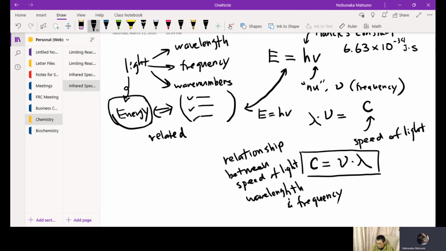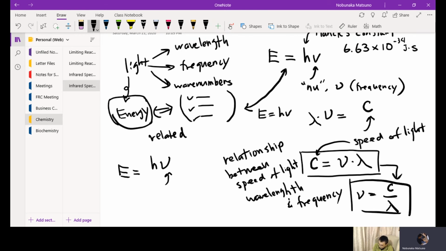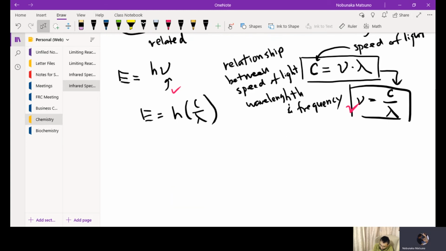So of course, c, the speed of light, is related with frequency and wavelength. Now you know that E is equal to h nu, but if you rewrite this algebraically, nu is equal to c over lambda. You can substitute this into here, so you have E is equal to h times c over lambda. Let me rewrite this: E is equal to hc divided by lambda. Okay, fine. So why do we care about this?